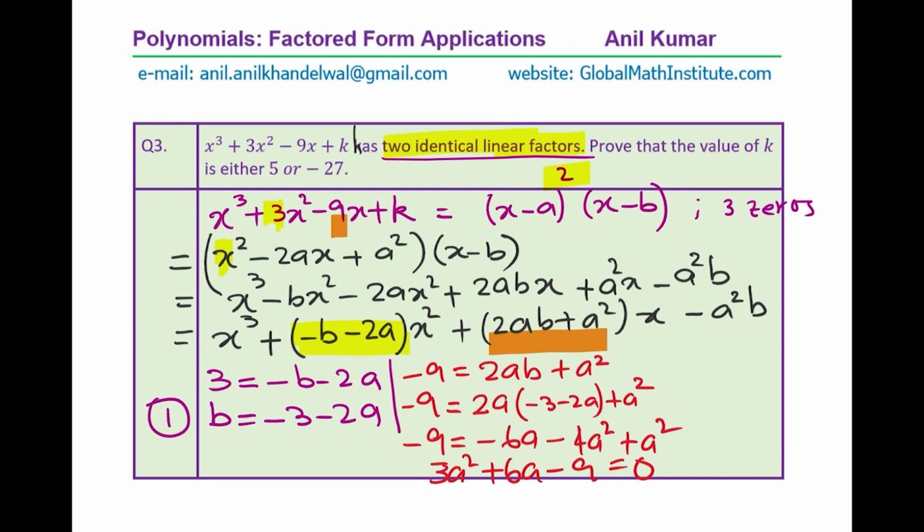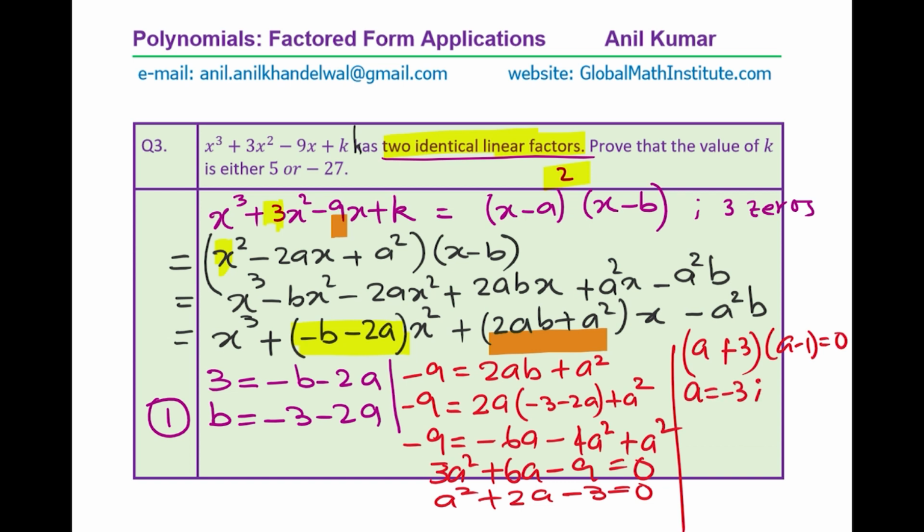We can take 3 common. So dividing by 3 gives us a square plus 2a minus 3 equals 0, right? Let's factor this: a square plus 2a minus 3 equals 0. So factors 3 and 1, so we get (a plus 3)(a minus 1) equals 0. That means a is equal to minus 3 or a is equal to 1, correct? So we get two values, a is minus 3 or 1.